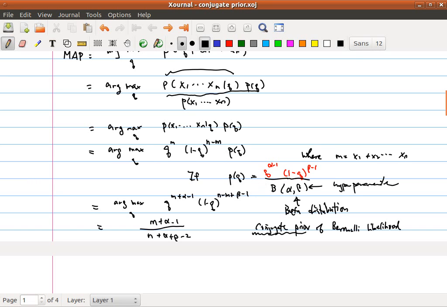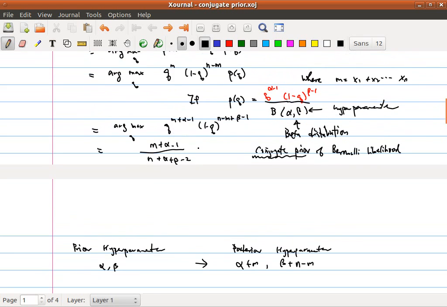Before multiplying this prior by the likelihood function, if we look just at the prior itself, this prior distribution of Q is completely characterized by the hyperparameters alpha and beta. After multiplying, alpha and beta are updated to alpha plus M and beta plus n minus M. So at the beginning you have some hyperparameters, and after each observation they are updated. If we want to estimate the parameter of the model, that's Q here, the hyperparameters are just modified by the observations. So computationally it will be very simple.